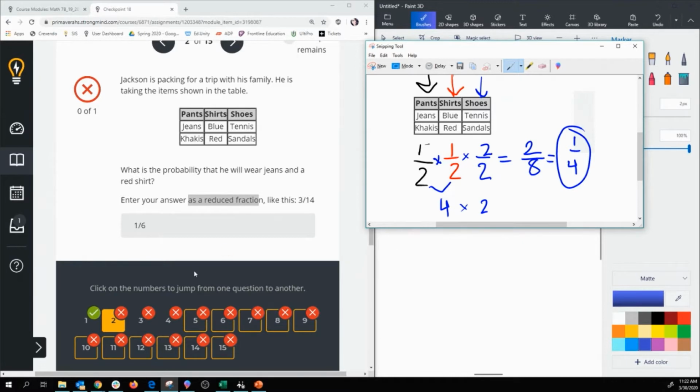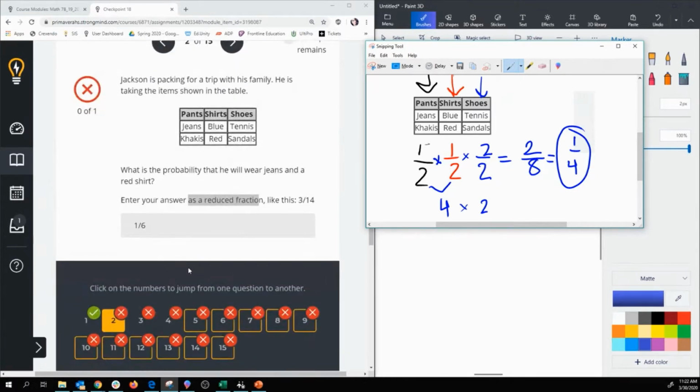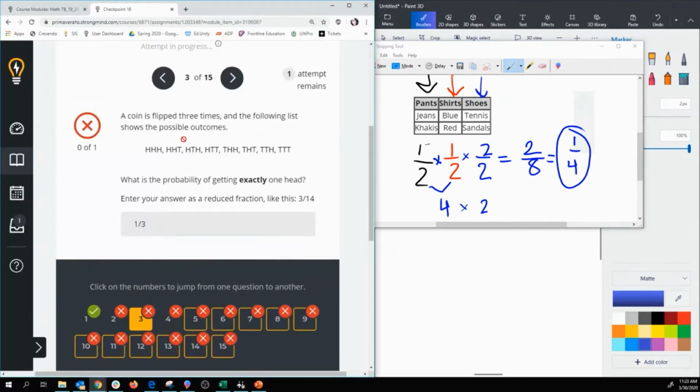Questions on that one? So the next question I have says a coin is flipped 3 times. We want to know what's the probability of getting exactly 1 head. So I'll give you guys a second to find this one. What's the probability of getting exactly 1 head?